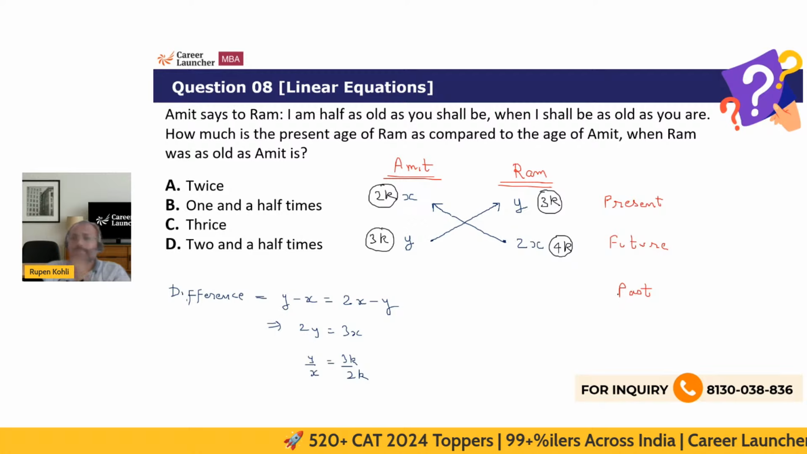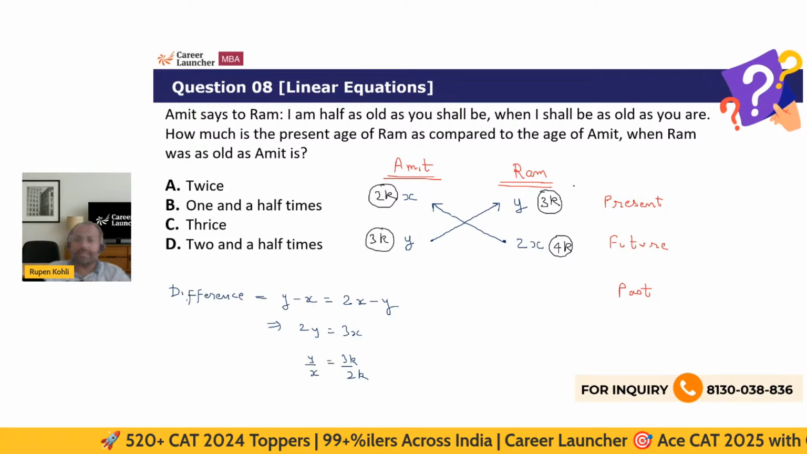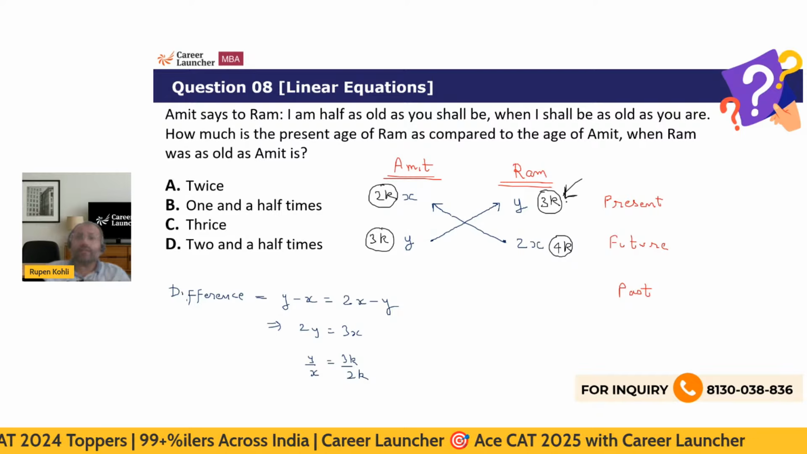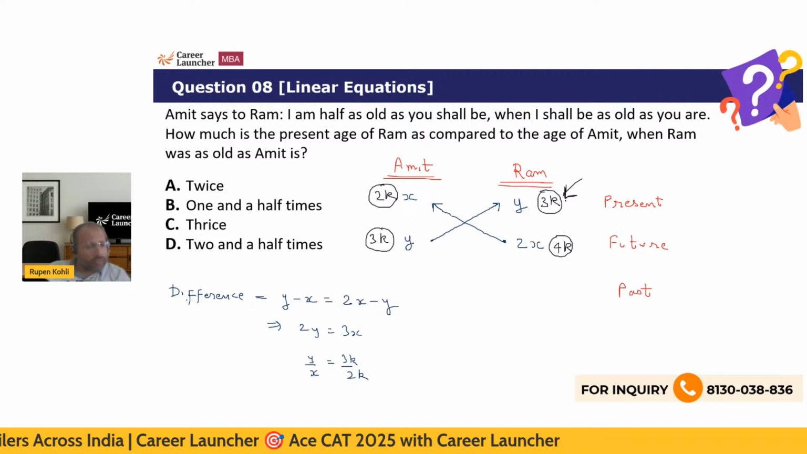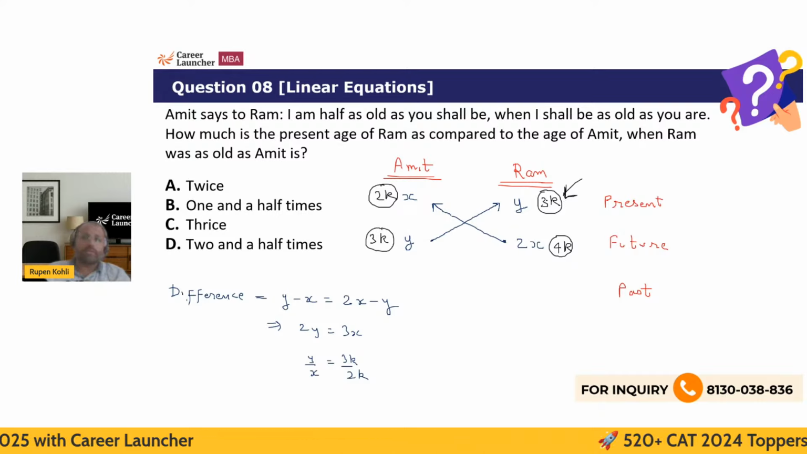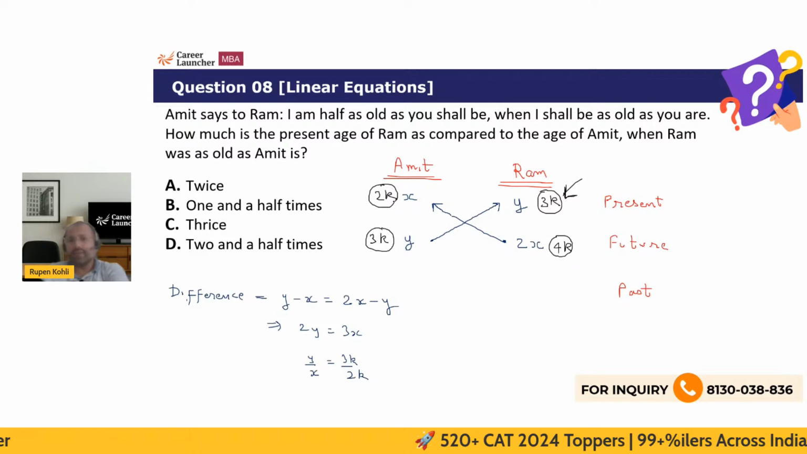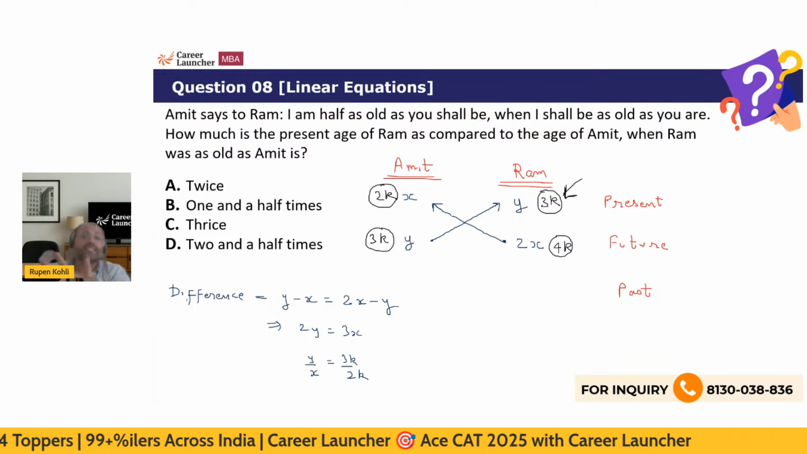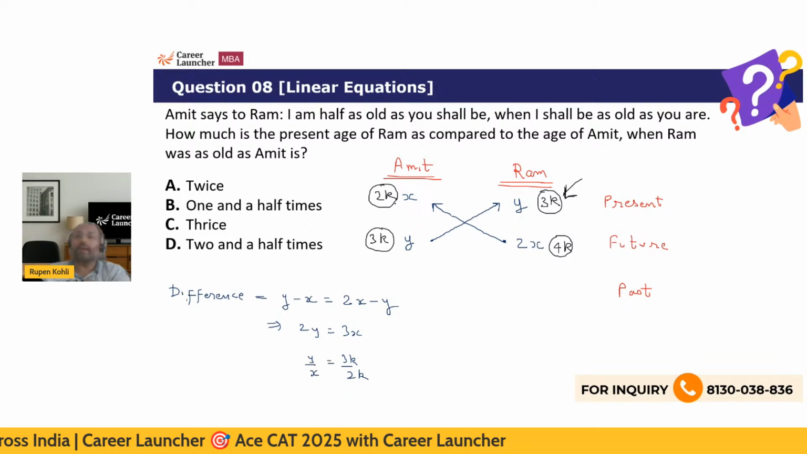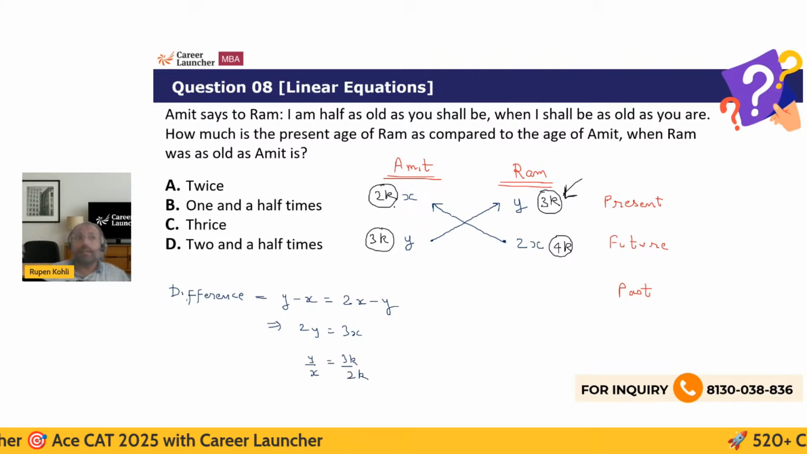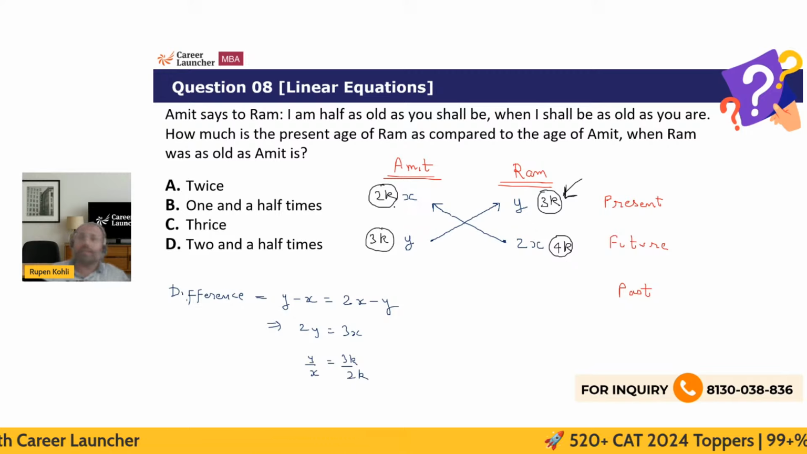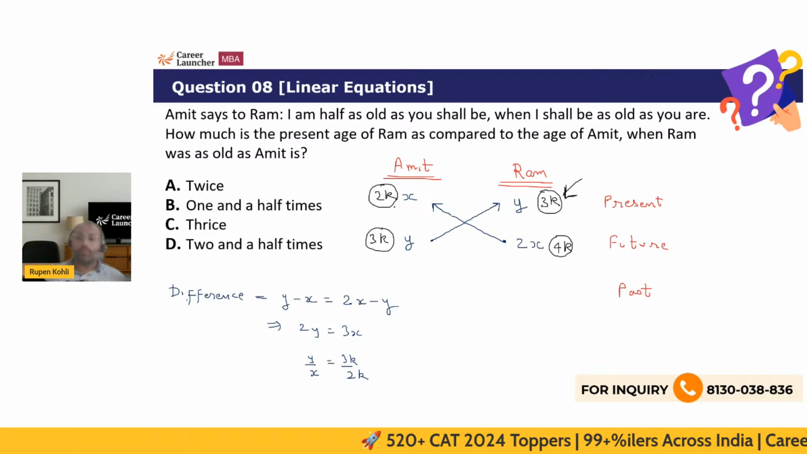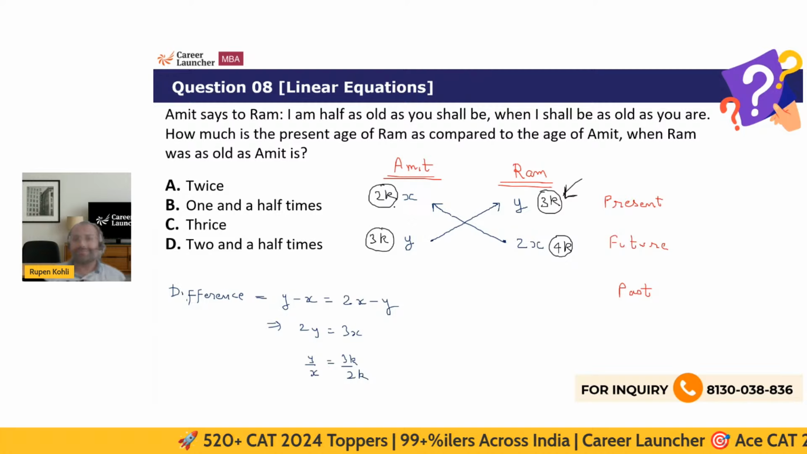Now comes the question: how much is the present age of Ram? The present age of Ram is 3k as compared to the age of Amit. Now I understood what JD007 did. I think JD007, what you did was 3k compared to 2k, 1.5 times was your answer. But that's not what the question is asking. आपने सब कुछ कर लिया था, but you did not look at what the question is asking. That is a second mistake that happens: we analyze the given information correctly, but when it comes to understanding what the question is asking, we falter, isn't it?